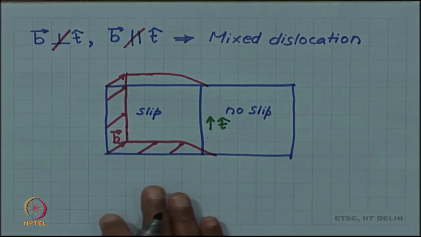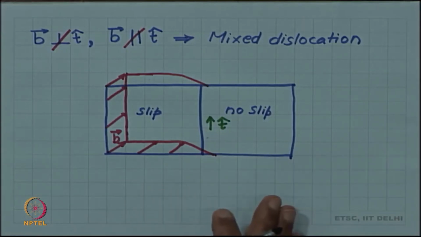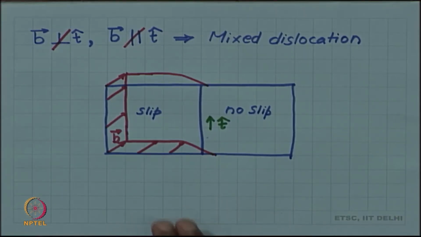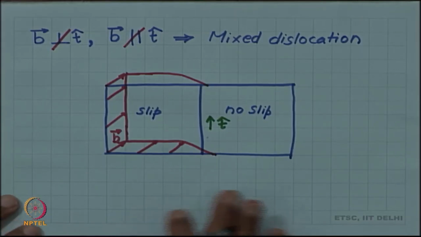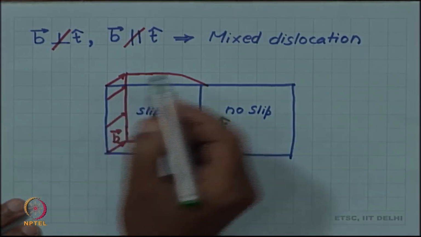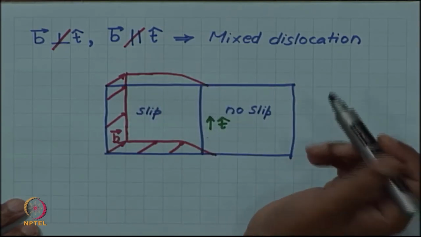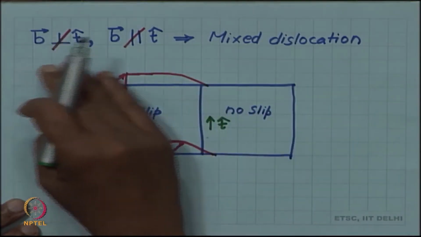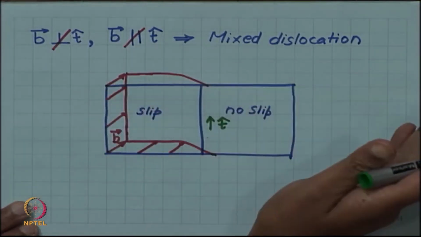So, simply in terms of the relationship of B and T, we can see that three different kinds of dislocations can be thought of: the edge dislocation, B perpendicular to T; screw dislocation, B parallel to T; and mixed dislocation, where B and T are neither perpendicular nor parallel.